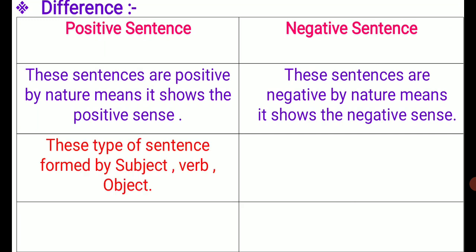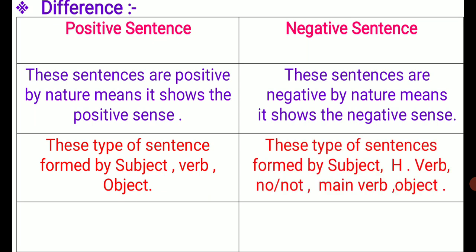This type of sentence is formed by subject, verb and object, and negative sentences are formed by subject, helping verb, no or not, main verb and object to make a negative sentence, right?